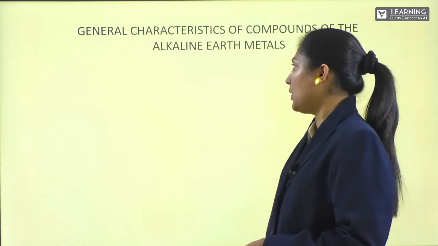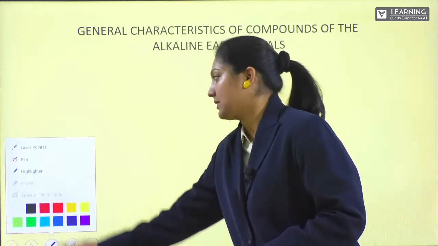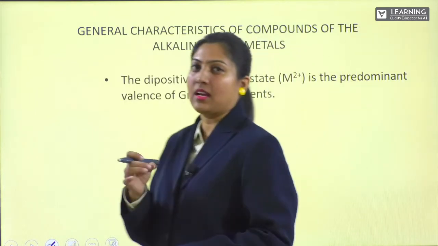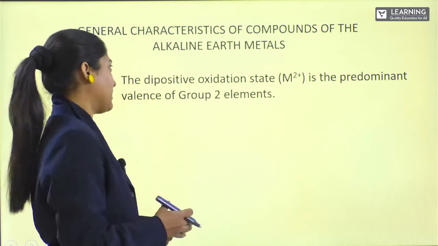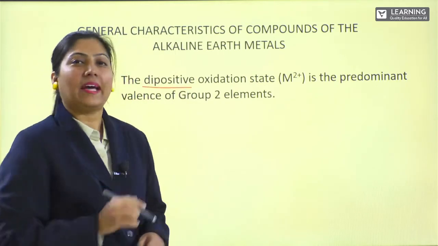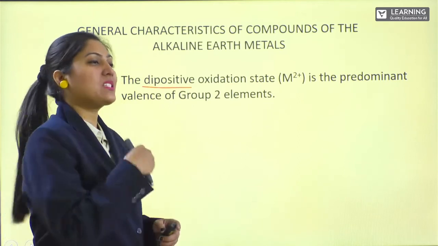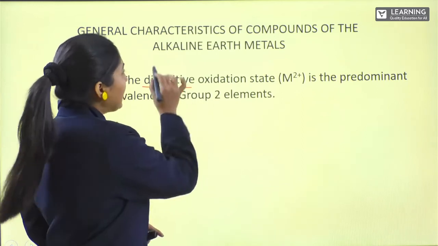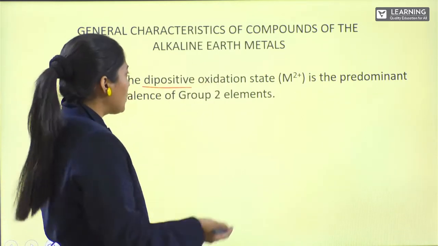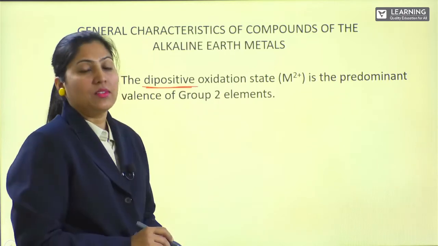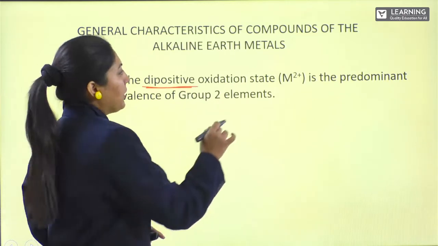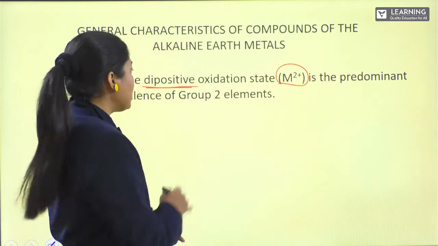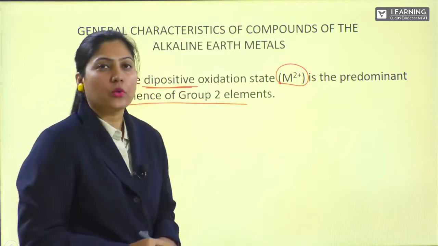Second group elements are also called alkaline earth metals, right? So what is the first characteristic? Di-positive. What do you mean by di? Di means two. Positive means they can lose 2 electrons and become positively charged particles. So these alkaline earth metals will lose 2 electrons and become di-positive. Their oxidation state will be +2, and this is the predominant valency of group 2 elements.